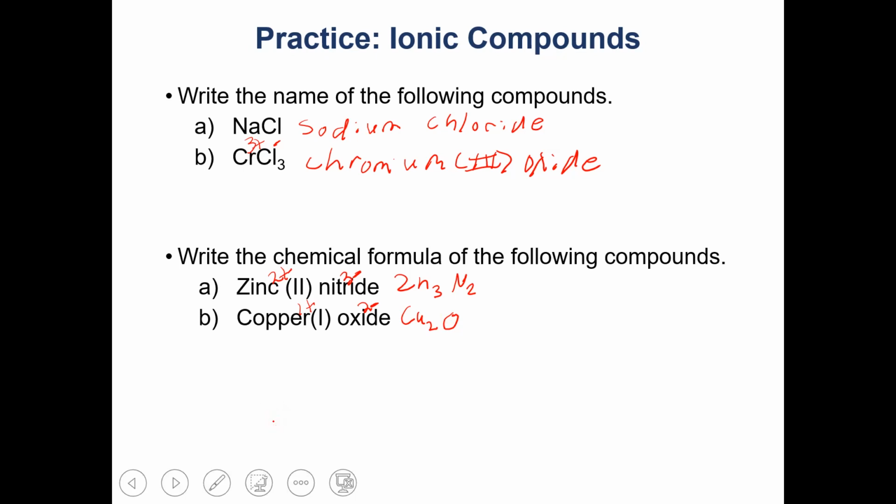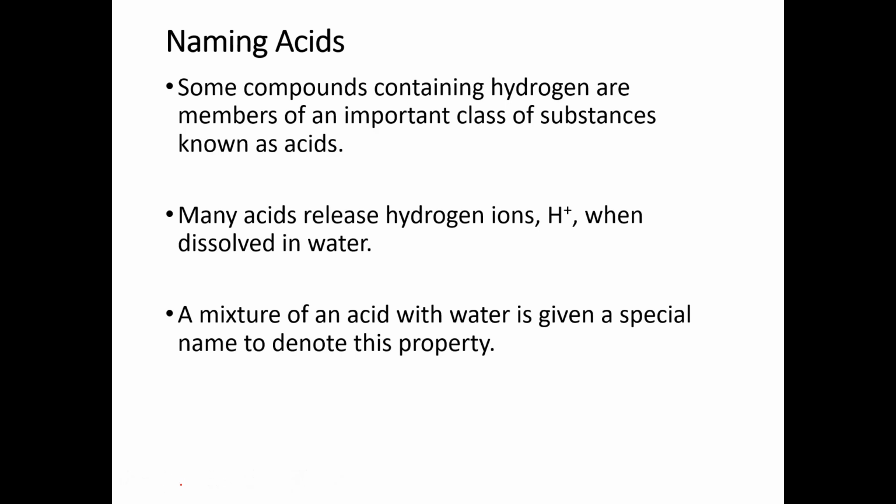To wrap up, we also need to talk about naming acids. So sometimes you will see a compound that has hydrogen in it, and it's a member of a class that we call acids. When we mix an acid with water, it usually releases hydrogen ions, so we give it a name that designates that it's an acid.